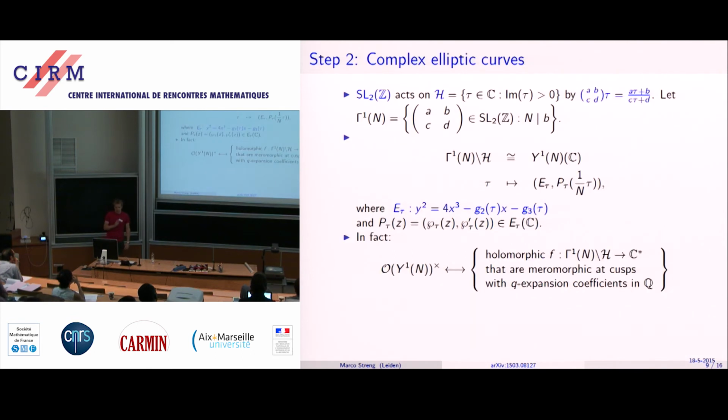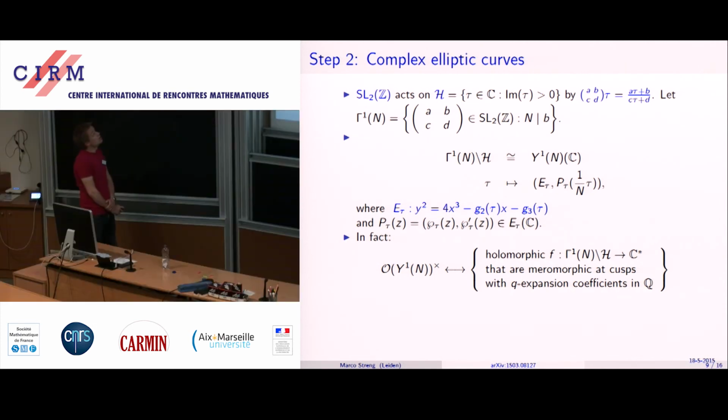Step 2 is to look at complex elliptic curves. So there's a complex uniformization of this modular curve, and that's exactly what I'm going to use now. So there's SL2Z, that's 2 by 2 integer matrices with determinant 1, acts on the upper half plane by this standard modular action up on the right there.